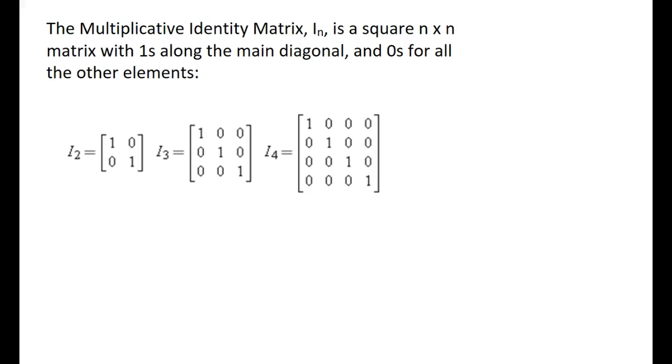Okay, next, the multiplicative identity matrix, which we usually write as I sub n, is a square n by n matrix with ones all along the main diagonal here and zeros for all the other elements. So if we're working with numbers, say any number a times 1 is that same number, and 1 is called the multiplicative identity. Well, here the same thing happens with identity matrices. If I multiply any, say, 3 by 3 matrix by this matrix, I'm going to end up with the same matrix I started with. It works just like the number 1 works with numbers.